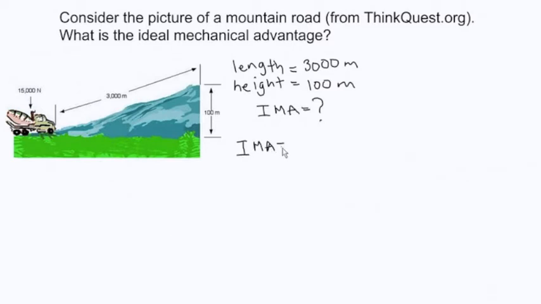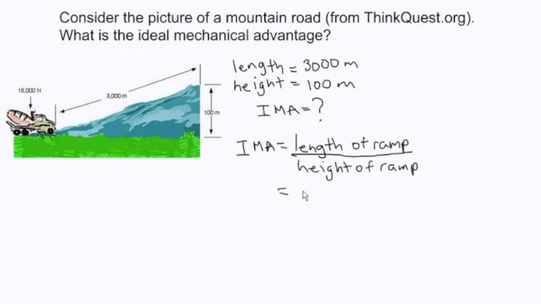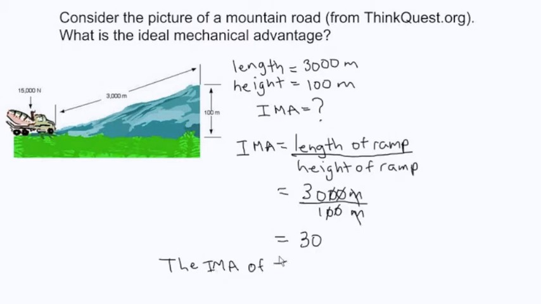Next, we write our equation. Ideal mechanical advantage equals length of the road divided by the height of the road. Now, of course, in this case, the road is a ramp, or the ramp is a road. Then we substitute in our values. The length of the ramp is 3,000 meters divided by the height, which is 100 meters, gives us a mechanical advantage of 30. Again, notice that the units don't make a difference because they divide out. Our final statement: the ideal mechanical advantage of the road is 30.